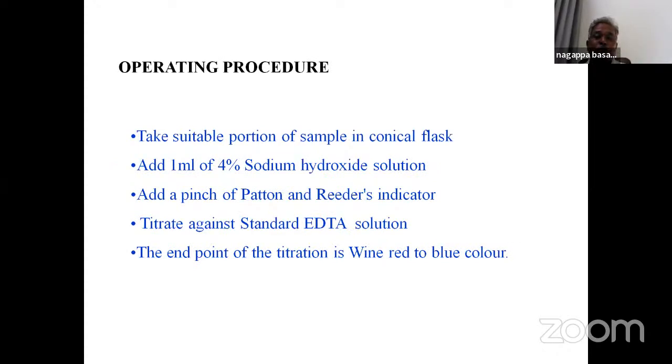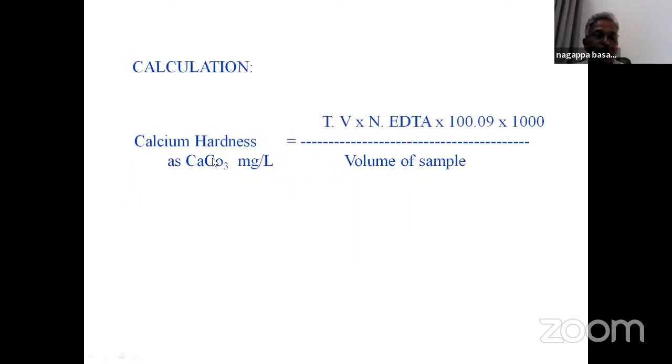Take a suitable portion of sample in a conical flask, which means you take 100 ml or 50 ml. Add 1 ml of sodium hydroxide and a pinch of Patton and Reeder indicator, then titrate against standard EDTA. The endpoint is wine red to blue color. This is the endpoint easily. Calcium hardness is titer value into normality of EDTA into 100 (calcium carbonate molecular weight) into 1000, divided by ml of sample taken. Simple titration methods.